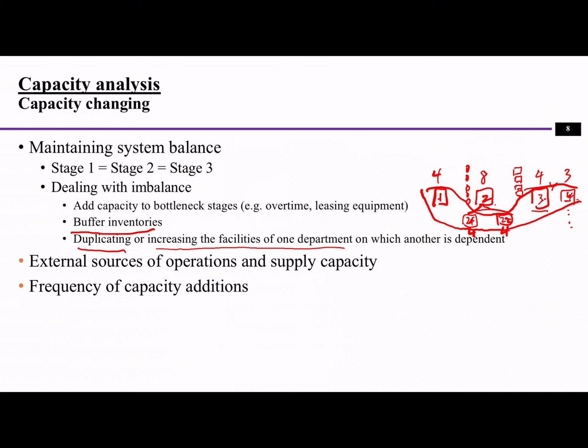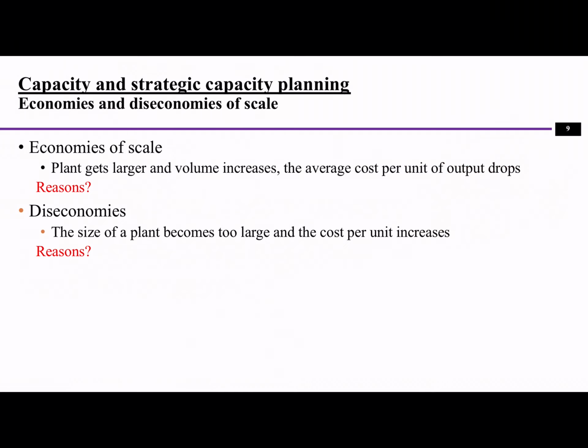Well, another way to increase our capacity is to look at some external sources or resources. Maybe we can work with another company or outsource the operations to another factory to make the parts for us, right? So that's another way we can achieve this.